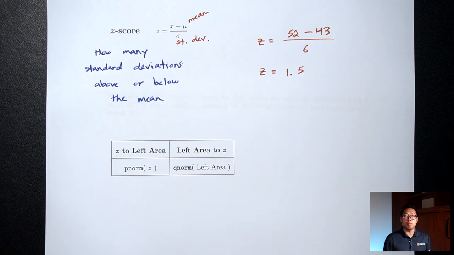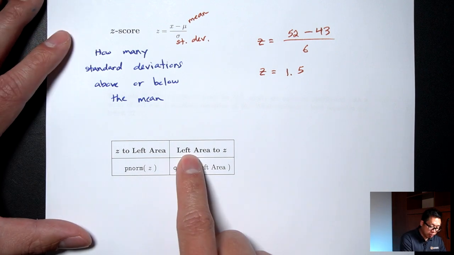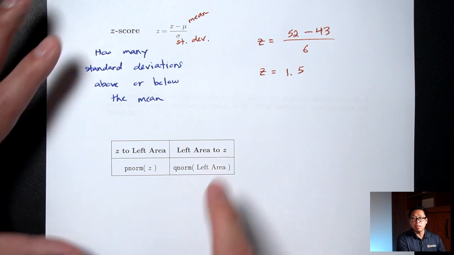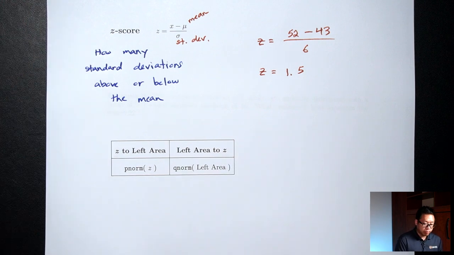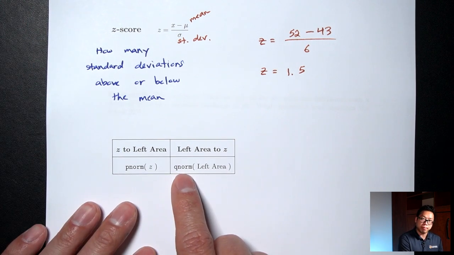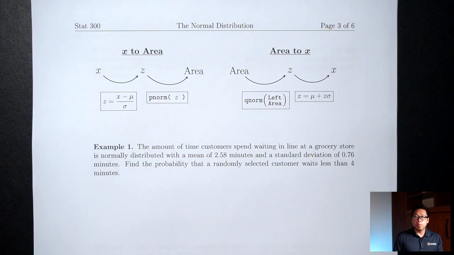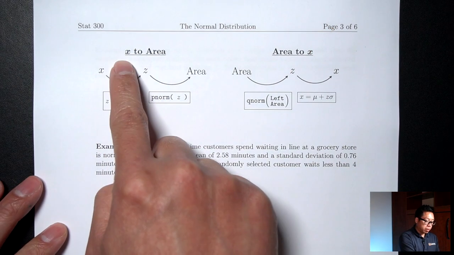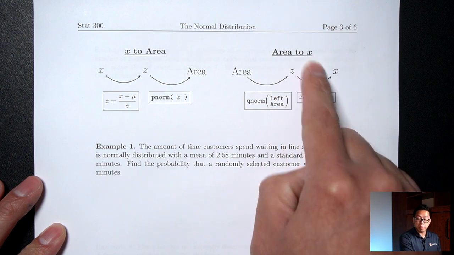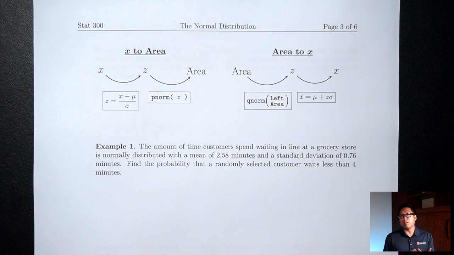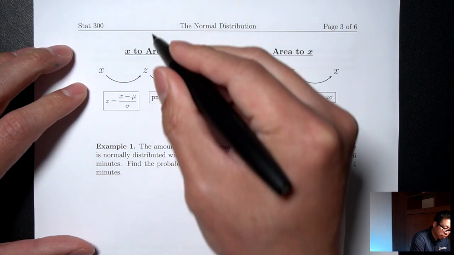And then there are situations where we want to go backwards, where we have an area and we want to know what Z has that area to the left of it. In that case, we'll be using qnorm. There's two main types of questions that you'll encounter, x to area and area to x. We said earlier that the area under a curve is the probability. So area here is referring to probability.